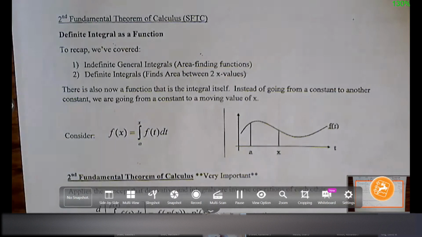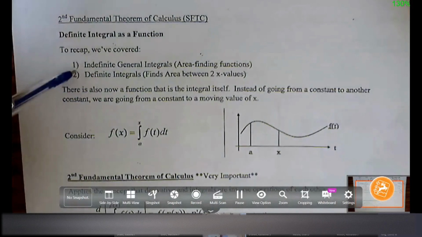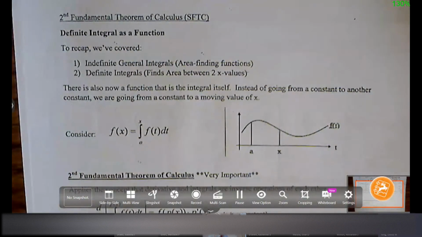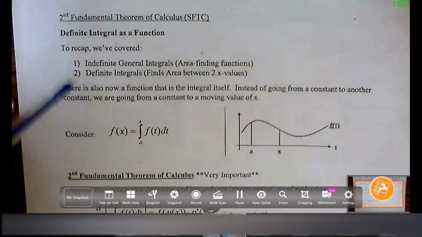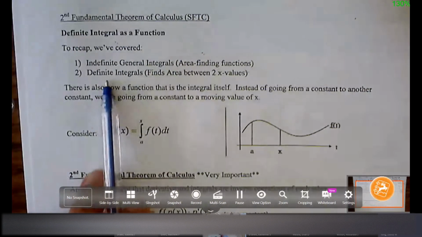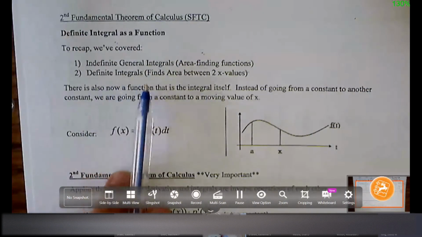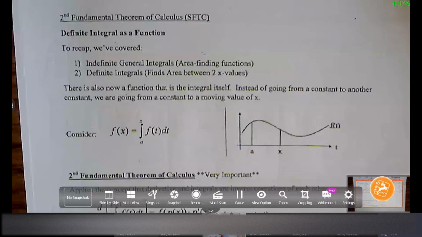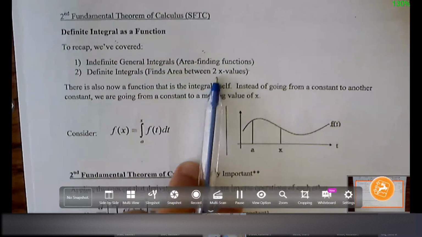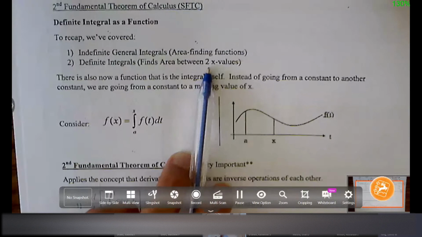So let me just read through these notes here. To recap, we've covered indefinite general integrals. Indefinite just means that you have an integral with no bounds, which means that your answer will be in terms of x, and then you'll end up with a plus c. But it is the area-finding formula that we're going to be using. Definite integrals is where we apply that process, but then we plug in our upper and lower bound, and we get a number, and that number correlates with our area.